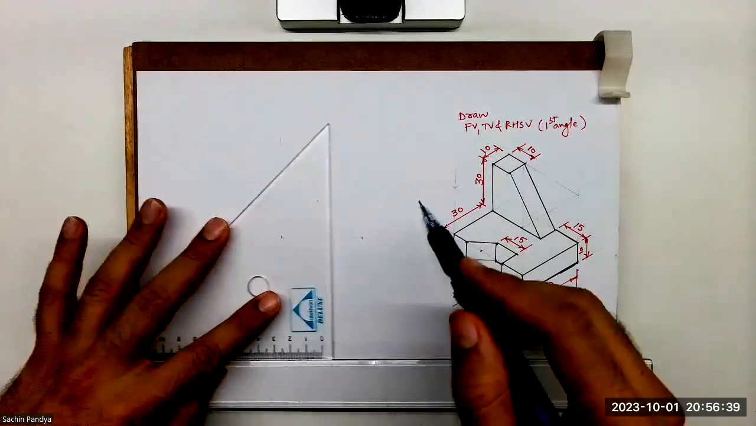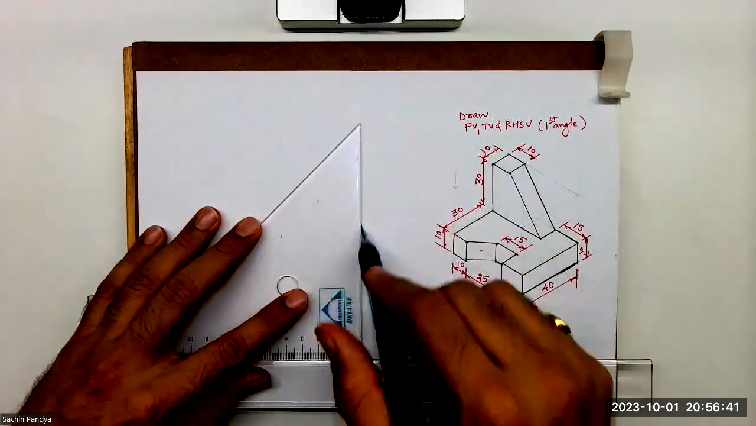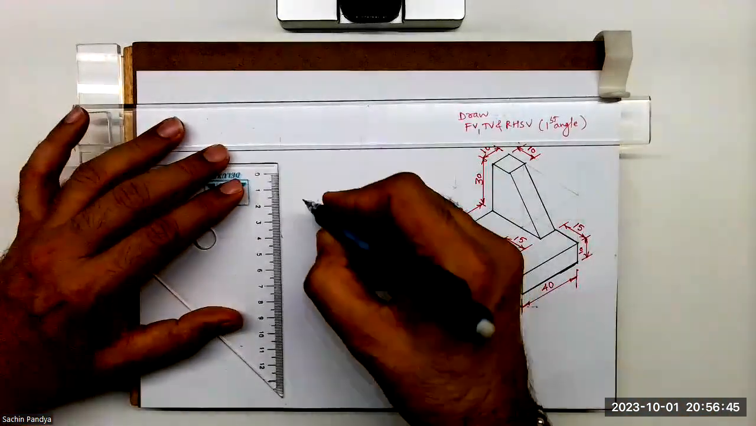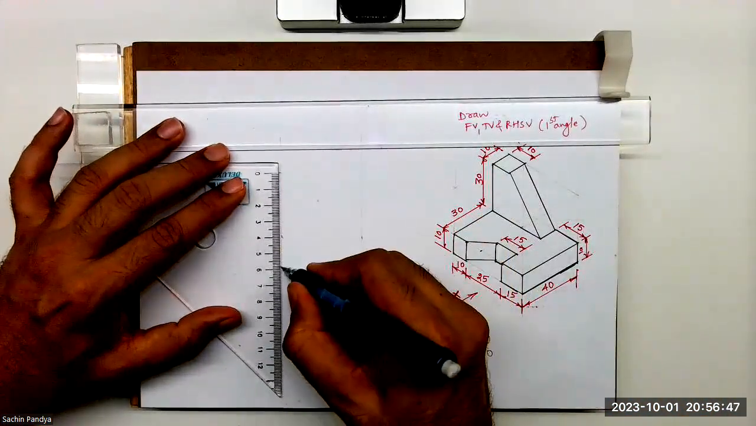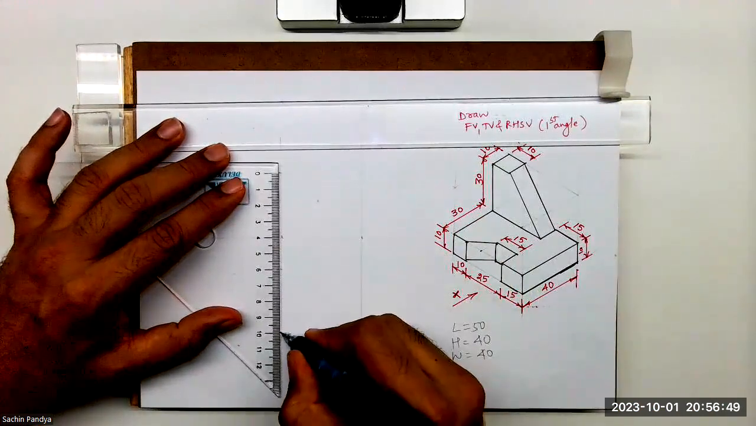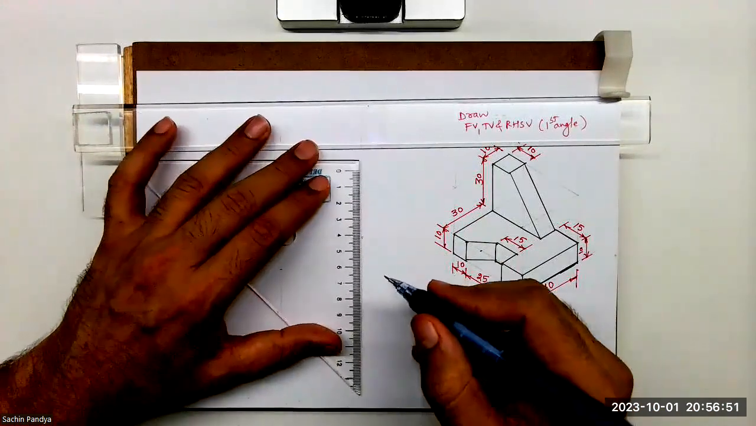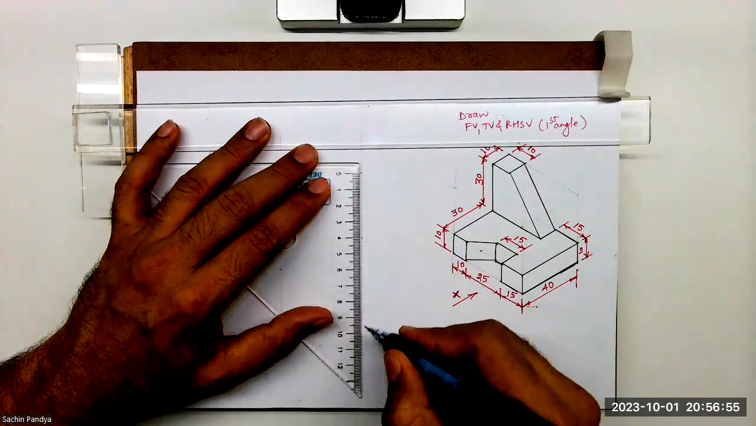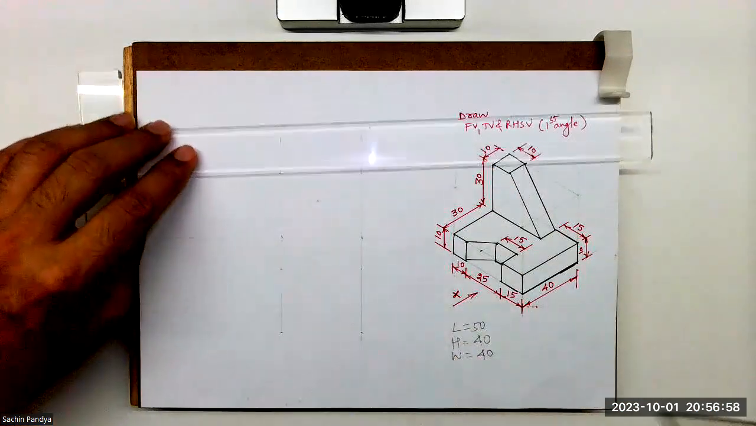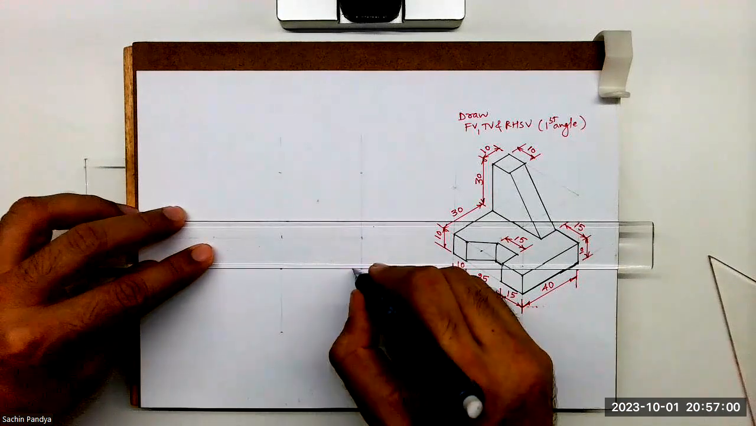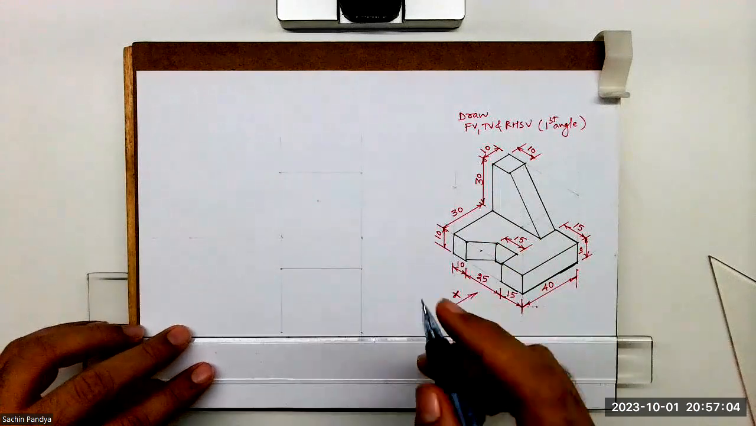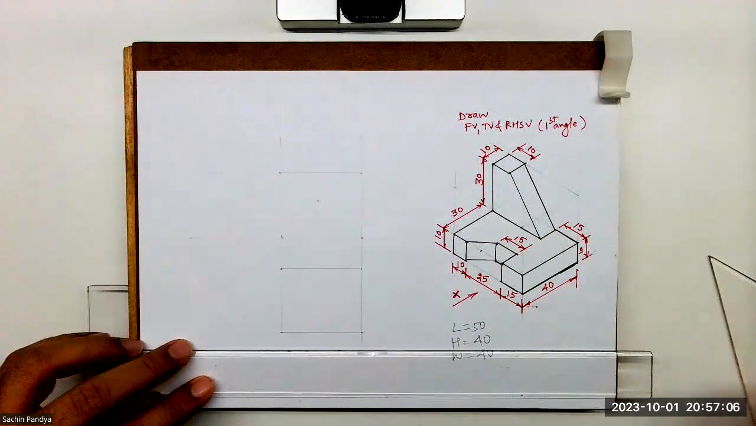Now draw a vertical line. Then I will mark 40. I will leave 20 again. Mark 40 down. So I'm doing the front view and top view. See this. So this is the front view. This is the top view, the layout of the top view.